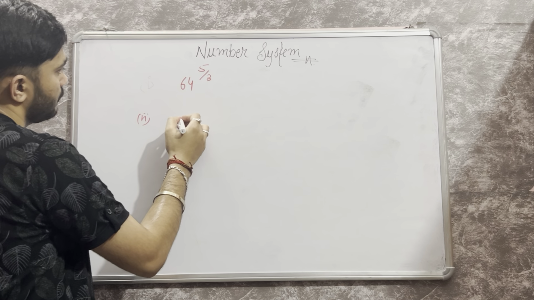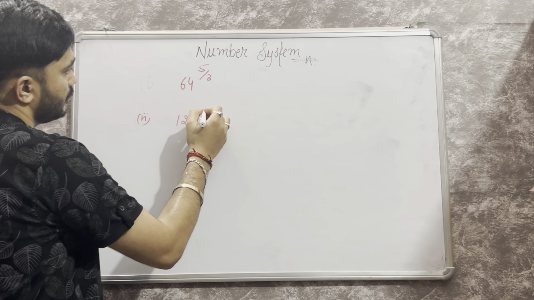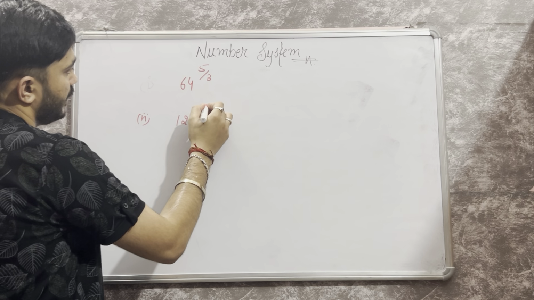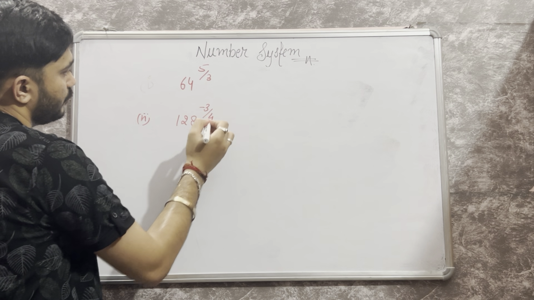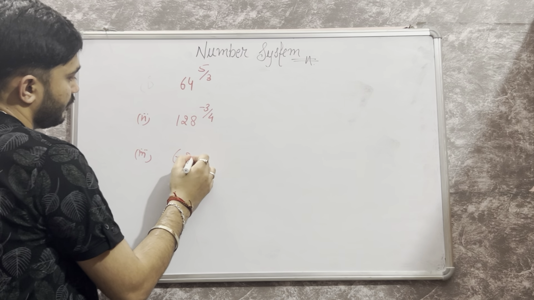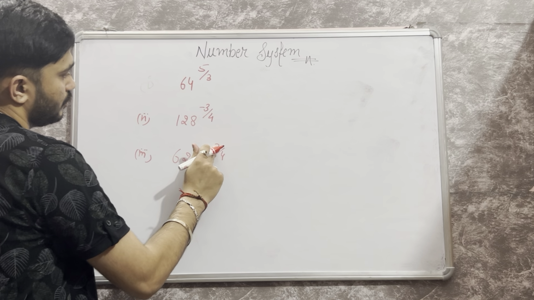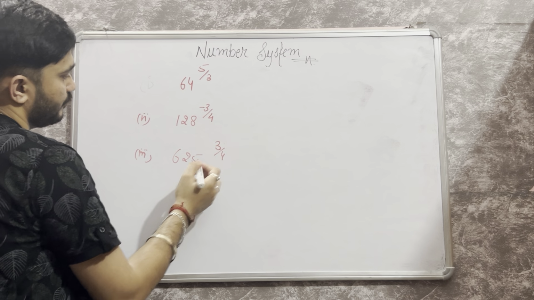Second, 128 raised to minus 3 upon 4. Third, 625 raised to 3 upon 4.